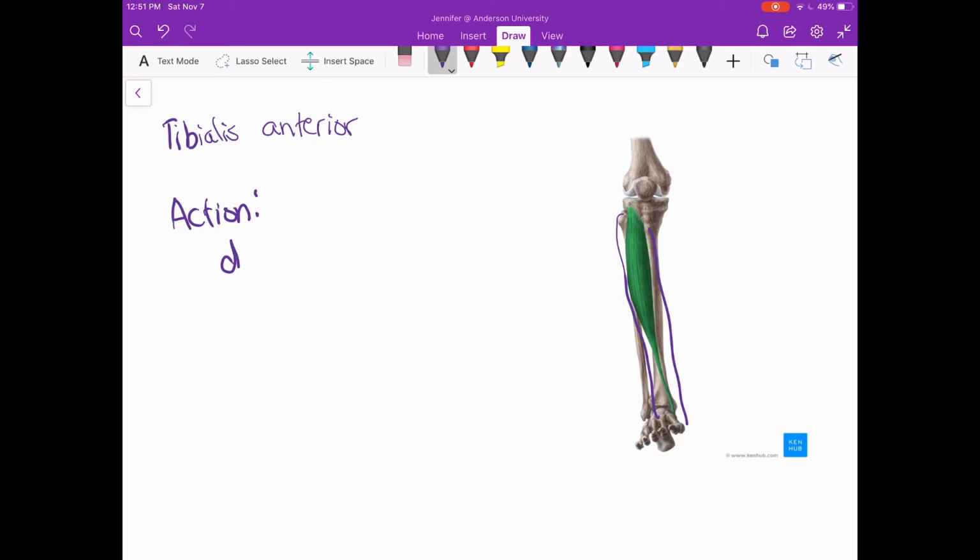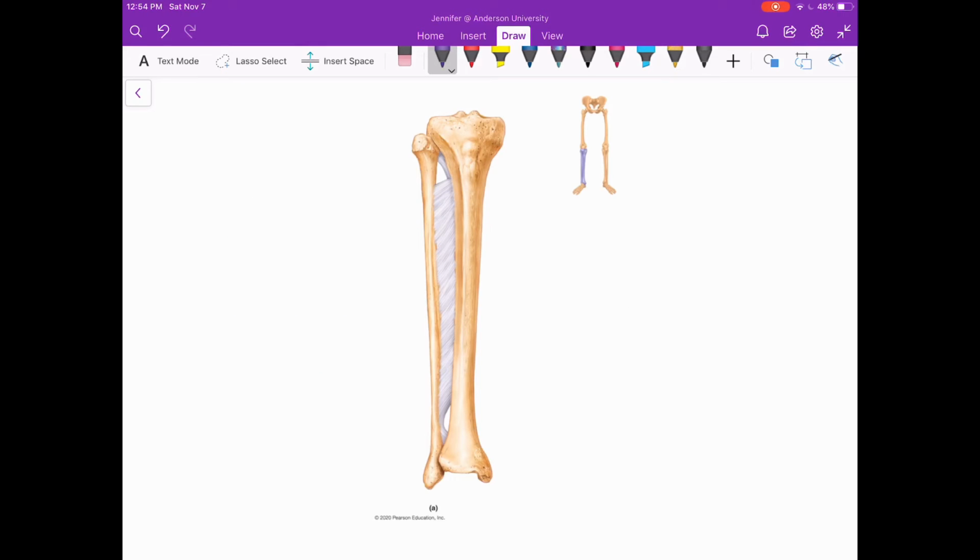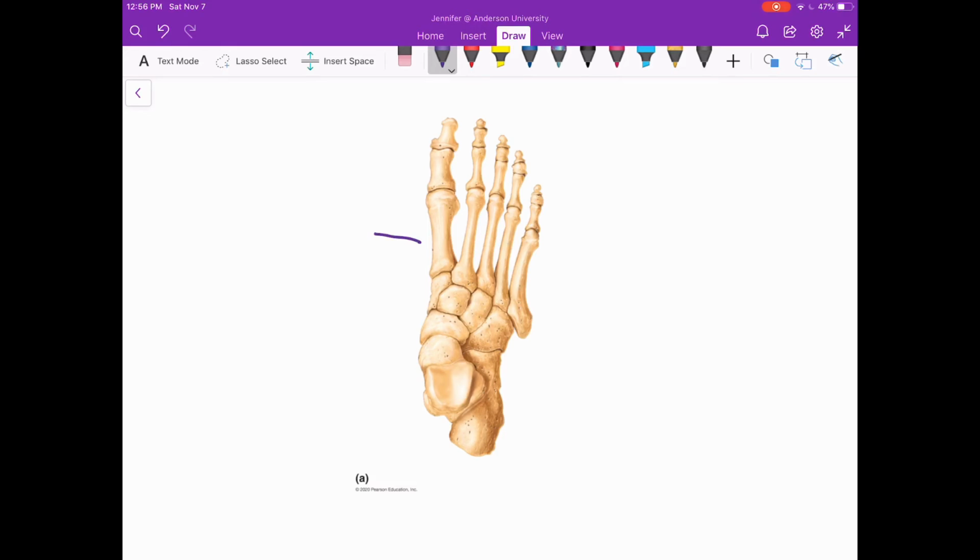The action for this one is a prime mover of dorsiflexion, so toes are going up, and it inverts the foot, so the foot goes inward, and supports the longitudinal arch of the foot. Here we have a picture of the tibia and fibula again, so that you can see the lateral condyle. Here we have a foot, so you can see the metatarsals as well as the medial cuneiform and all of the cuneiforms.